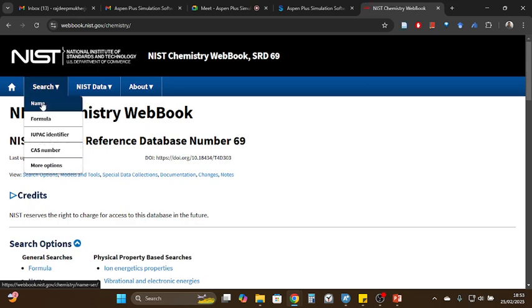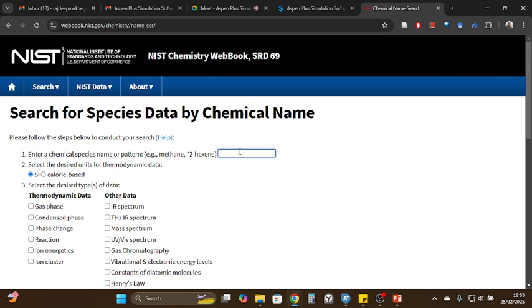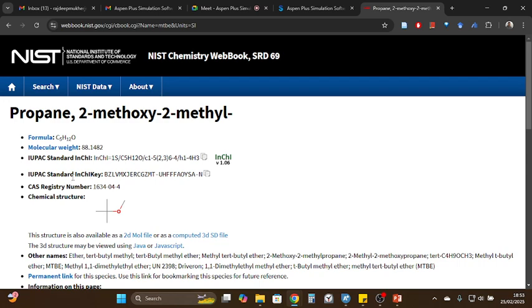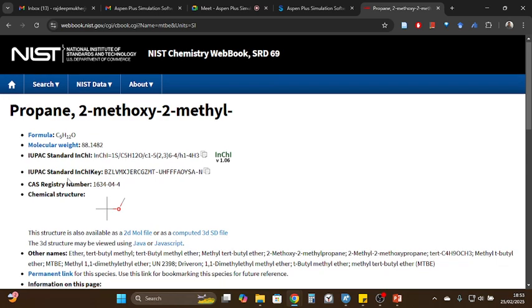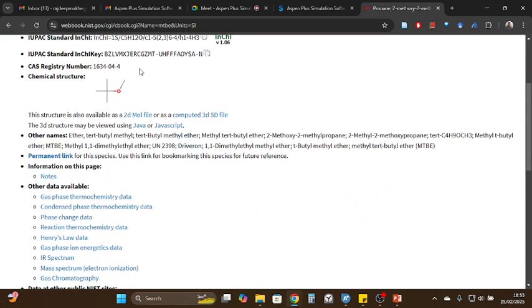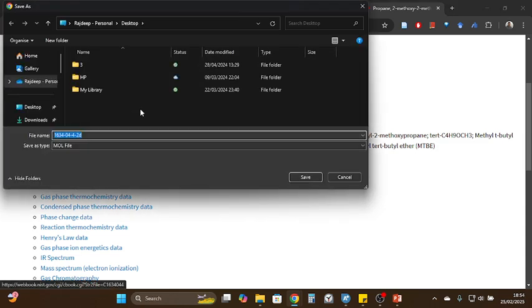Over here you can search. We are searching for MTBE. If I click on enter, you can see that the MTBE is generated. The 2D mole file is also available. So we can download the 2D mole file on the desktop.